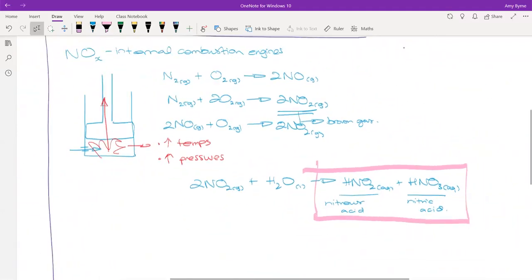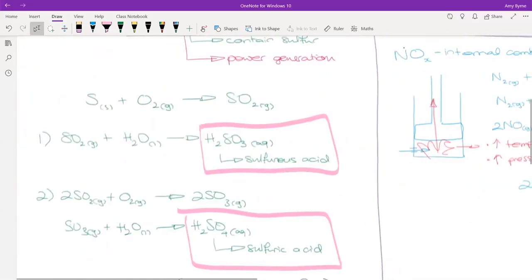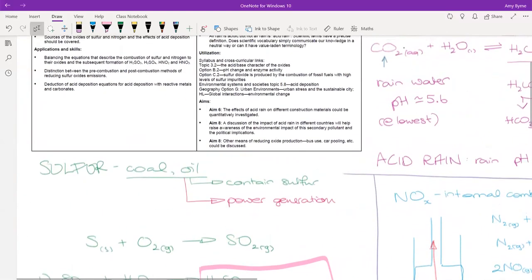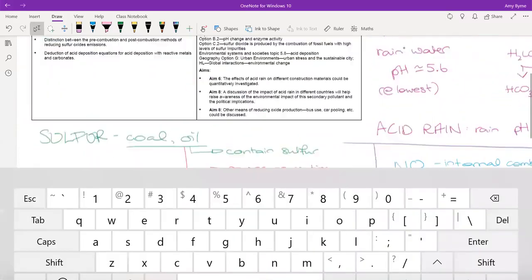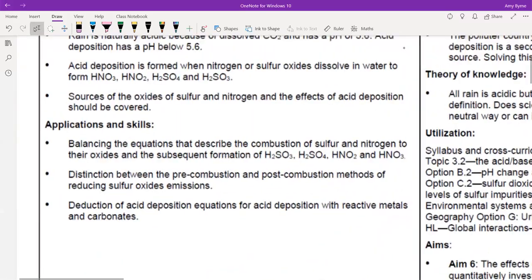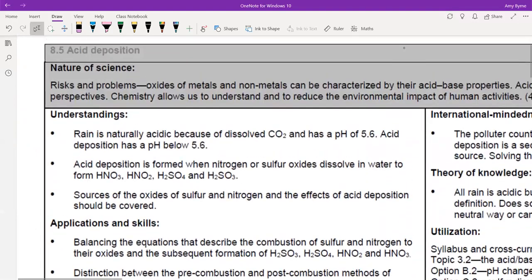So some of that is coming from internal combustion engines, and others is coming from power generation. So let's go back and look at our study guide and see how we're going. So we have talked about rain being naturally acidic because of dissolved oxygen. We've talked about the formation of the nitric acids and the sulfuric acids.